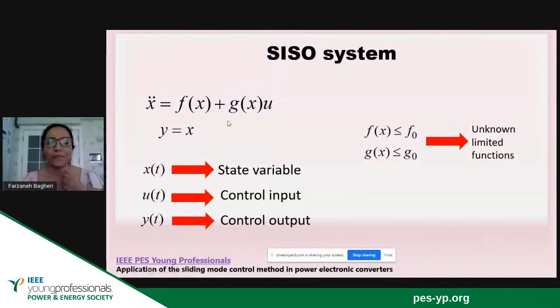So let us consider that this system is a nonlinear system. It means that F and G can be nonlinear. And another important thing is that F and G are not known values. It means that we have uncertainty in such a system, but F and G are limited functions. It means that they are less than a limited constant value, F naught and G naught. So for such a system, we can use conventional control methods, linear control methods, nonlinear control methods. But right now, I want to tell you why a sliding mode control method is the best method for controlling such a nonlinear system that has uncertainty inside.